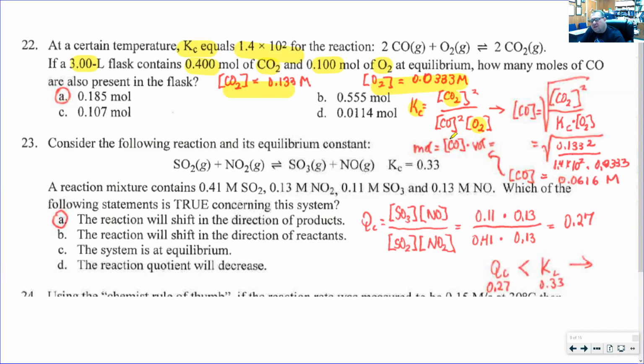So if I just do the algebra to rearrange, the CO is equal to the square root of the CO2 squared divided by Kc and O2. You got to remember to take the square root of it. And if I plug the numbers in and do the math, I find that the concentration of the CO was 0.0616 molar.